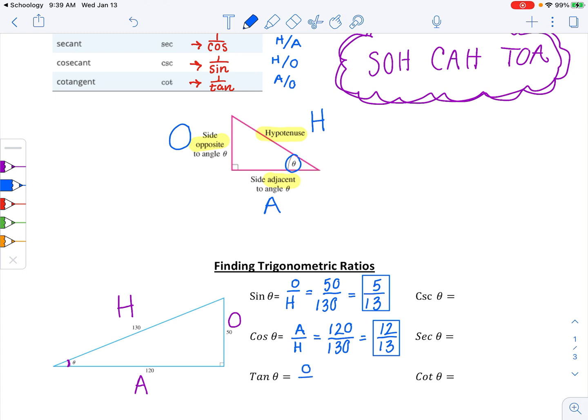Tangent is O over A. My opposite side is 50. My adjacent side is 120. And you simplify. Not too bad, right? Now let's do cosecant. Cosecant is really 1 over sine. So it's going to be the hypotenuse over the opposite side. Looking at our picture, the hypotenuse is 130. The opposite is 50. So that is 13 over 5.